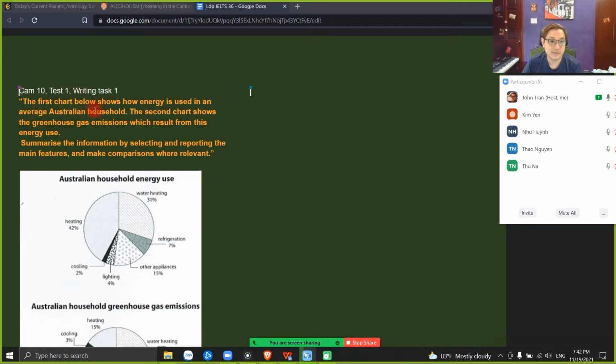Now, the first chart below shows how energy is used in an average Australian household.